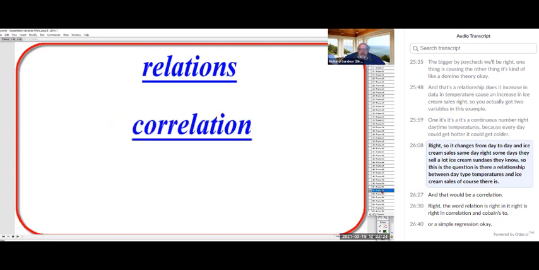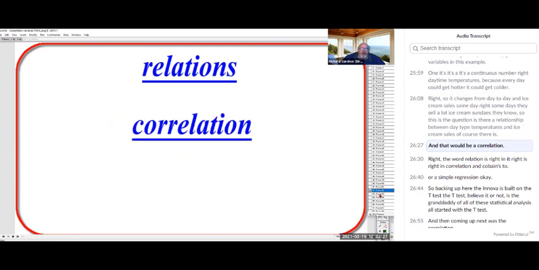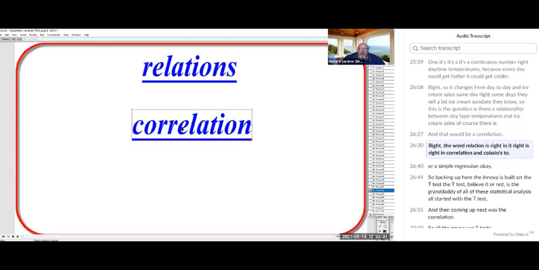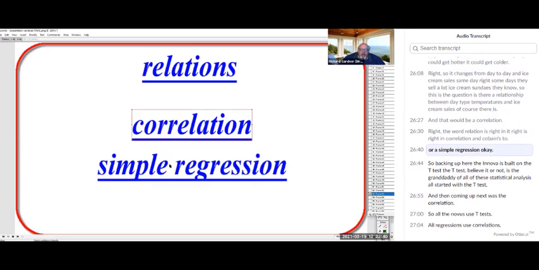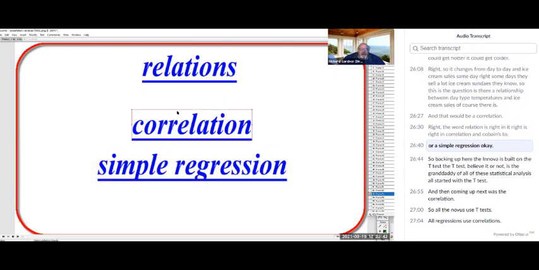Of course there is. And that would be a correlation, right? The word relation is right in that, right? Is right in correlation. And co means 2. Or a simple regression, okay?